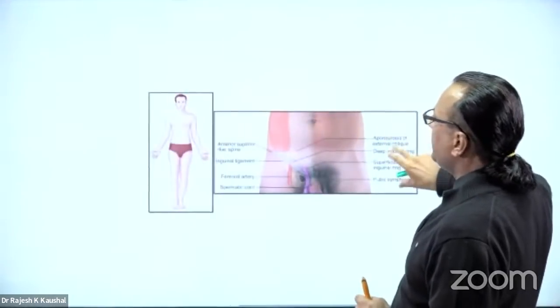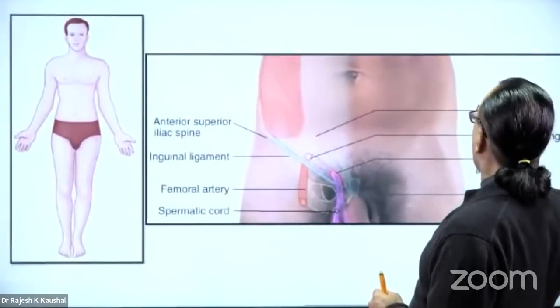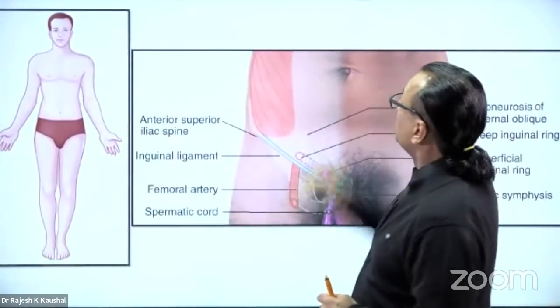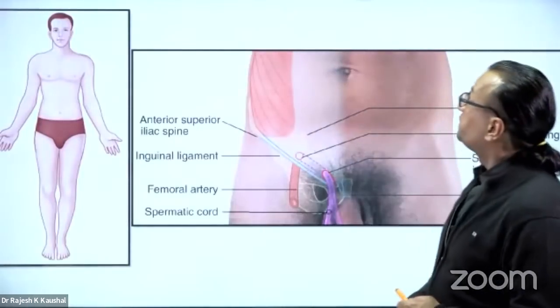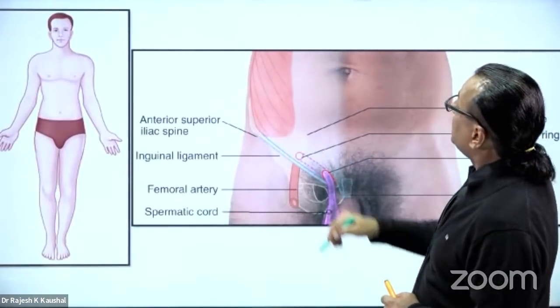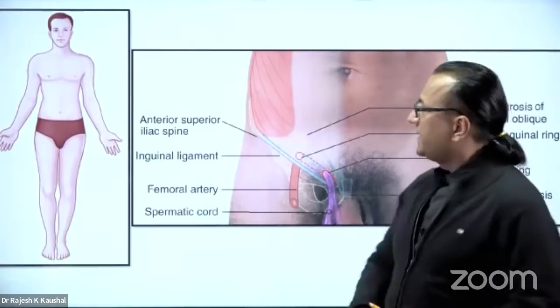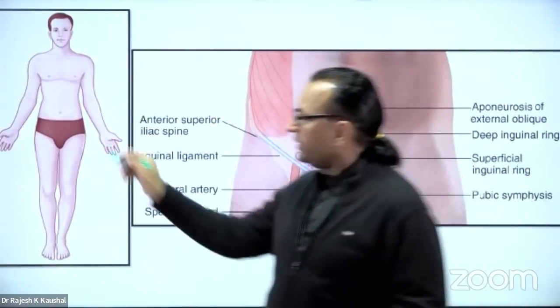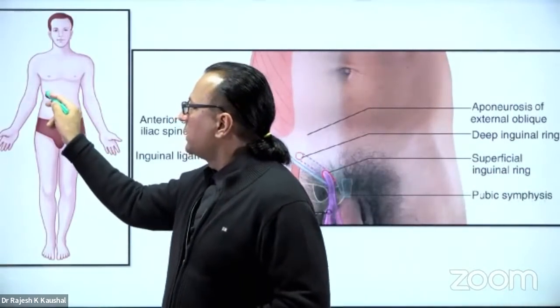First, I need to tell you why the inguinal canal is actually formed. That is also important to know. We know that the testis will be developing in the abdomen region. The gonads develop in the abdomen.